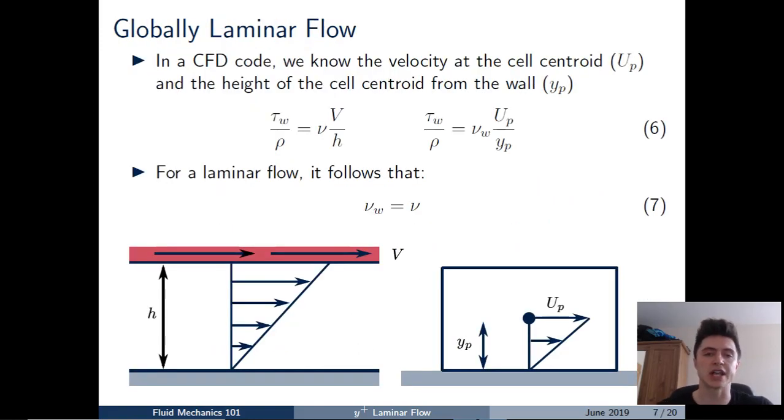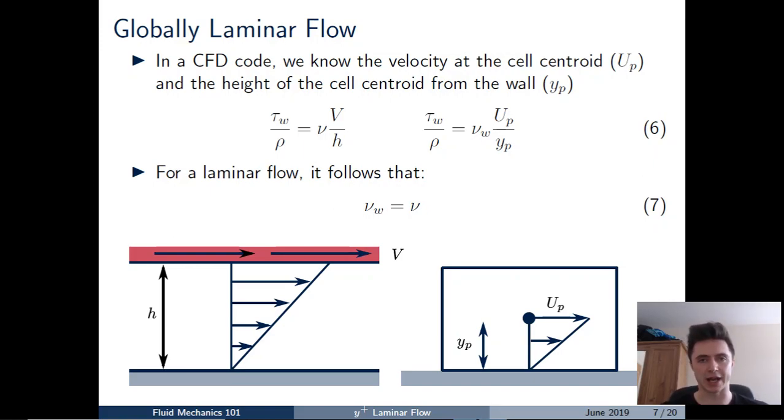Now, if we think back to our CFD code, then in a CFD code, we know the velocity at the cell centroid. This is UP, which you can see in the diagram there on the right. And we also know the height of our cell centroid from the wall, YP. Now, if we compare that flow scenario in our CFD code with our analytical solution there in equation 6, we could compare the quantities and see quite straightforwardly that the wall kinematic viscosity, nu sub W, in a laminar flow situation is going to be the same as the kinematic viscosity, the material property of the fluid.